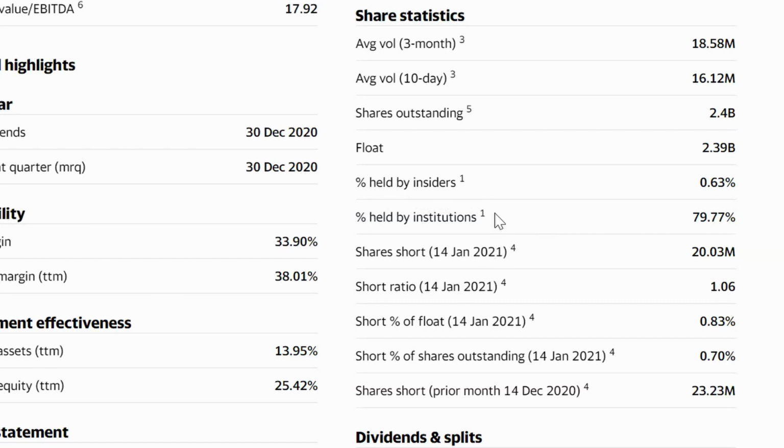So generally a lower percentage of the whole shares owned by institutions is quite a good sign, and 79 is quite high. Generally you want probably less than the average of 60, which is probably a good thing to look out for, but it's not the be-all and end-all.